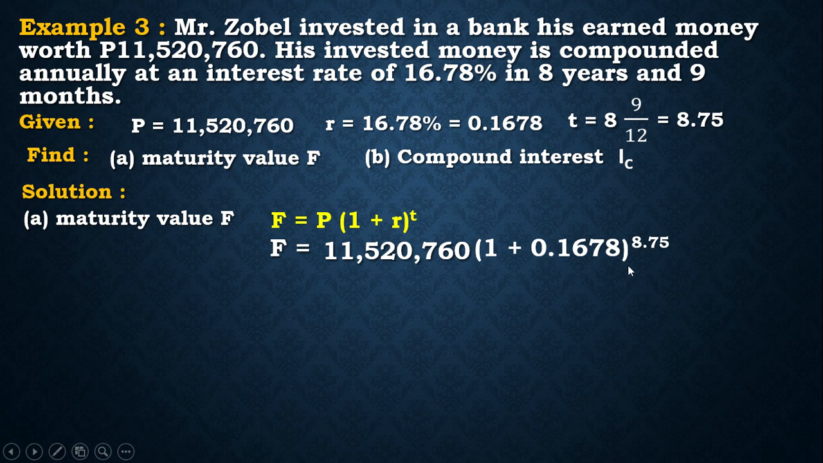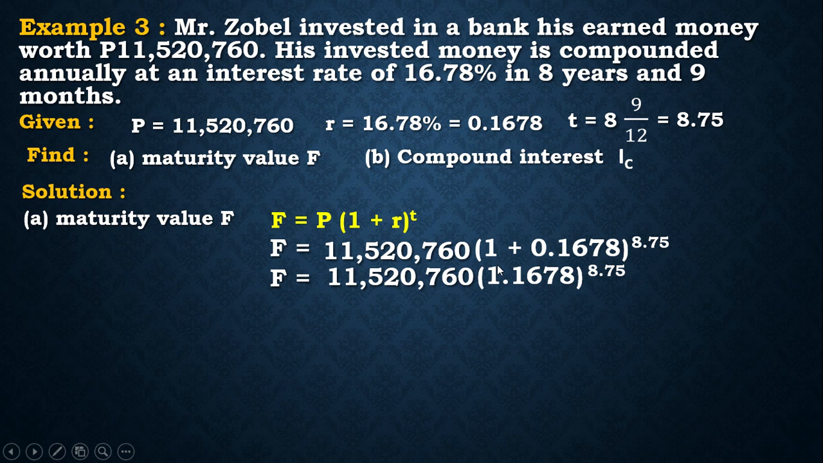Next step. Ito po muna ang gagalawin natin. 1 plus 0.1678. So ito po magre-remain the same, tsaka yung exponent na yon. So we have the P, 11,520,760. And then we have to add this part. Hindi po natin gagalawin to. So that is 1.1678. And then the exponent, which is the term, which is equal to 8.75. After adding this part, we have to convert 1.1678 raised to 8.75.